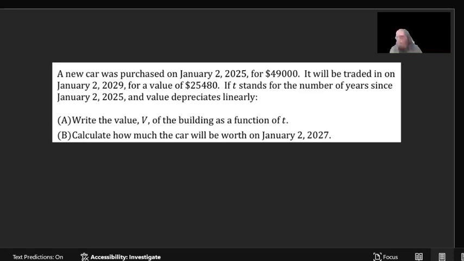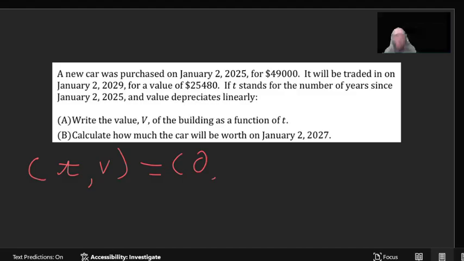If we were using y and x, then we would have y equals mx plus b, i.e. f of x equals mx plus b. But here we have the first point at the start, 2025 is the year zero, and the value is $49,000 at that time.